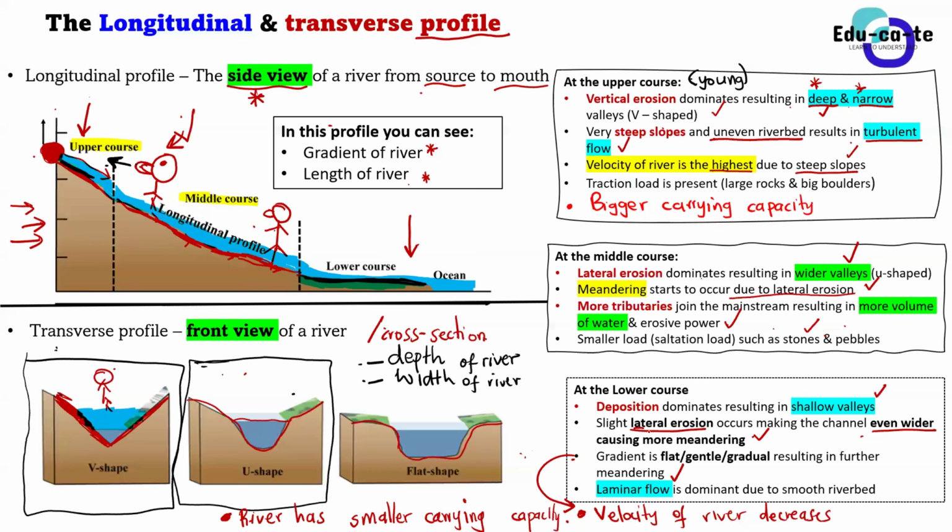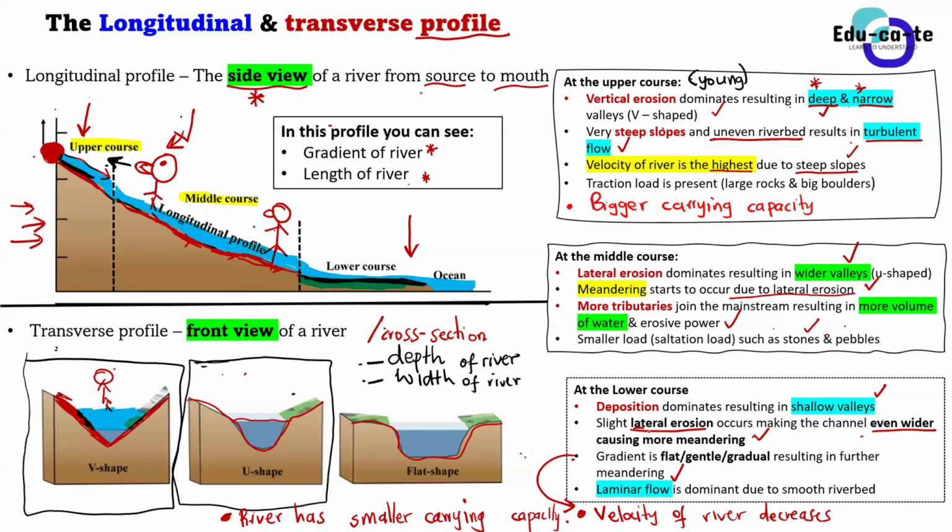But basically, this thing, the river, is powerful at the upper course, but when it gets to the lower course, it becomes a bit steady, and you can even swim in it. You can do a couple of things in it. So, guys, this actually summarizes the profiles, the longitudinal and the transverse profile.